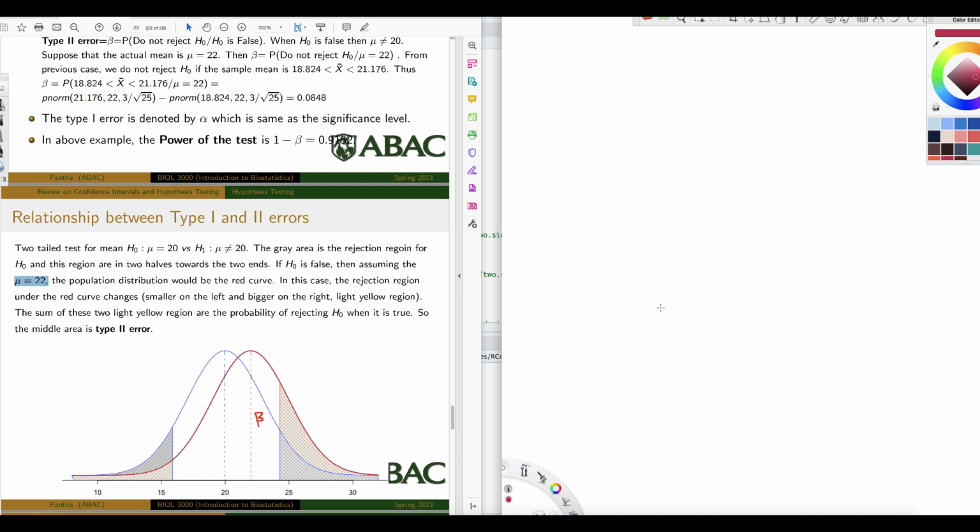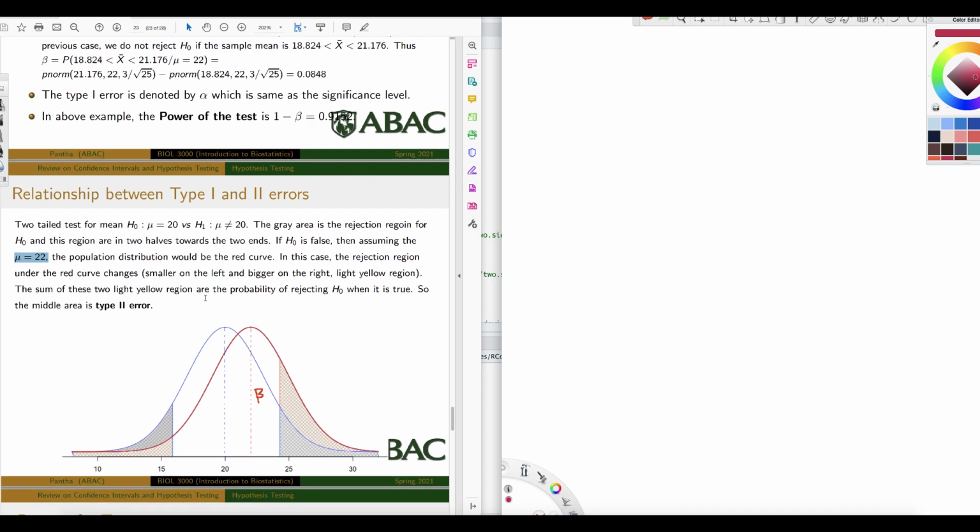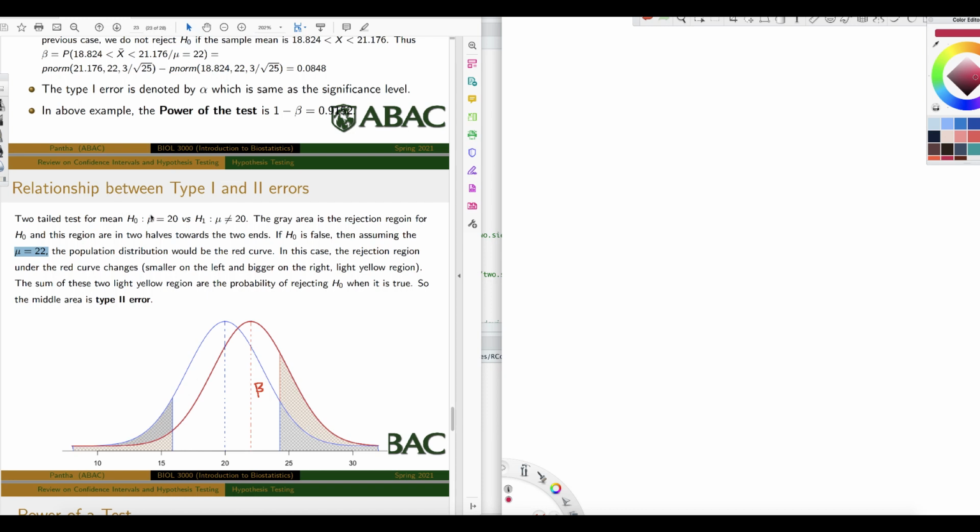All right, so next, for the two-tailed test with null hypothesis mu equals 20 versus mu not equals 20, the gray area is the rejection region under the blue curve. That will be the alpha value. Alpha is the sum of this plus that. That is the type 1 error.